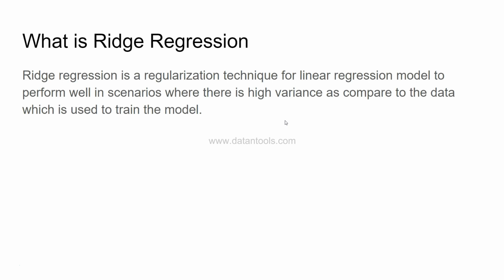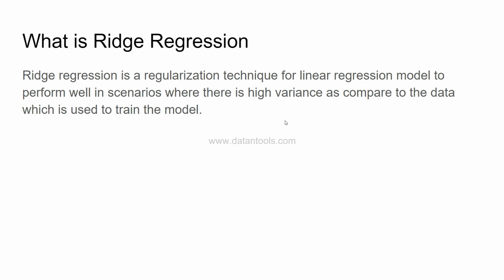So just now I've given you a small definition that ridge regression is a regularization technique which helps us improve the linear regression model to perform well in scenarios where there is a high variance as compared to the data which is used to train the model. So what that means is, there are these data points which you have used when you created the model. But when you put your model into a scenario where it has not seen the data points, now these data points can be of high variance, that means away from the line, and in that case normal linear regression may not give us a good output.